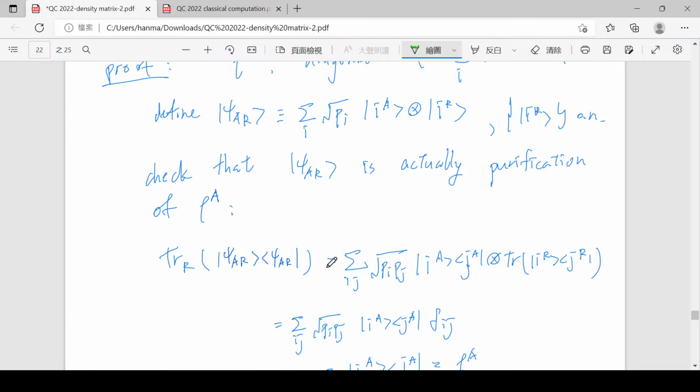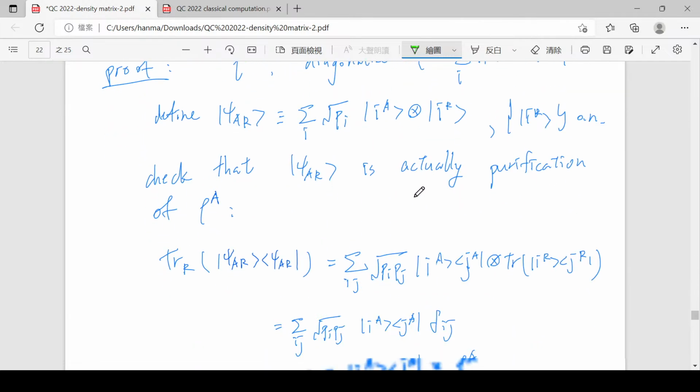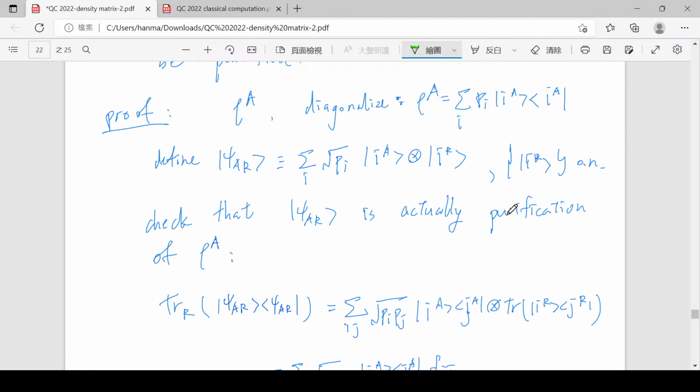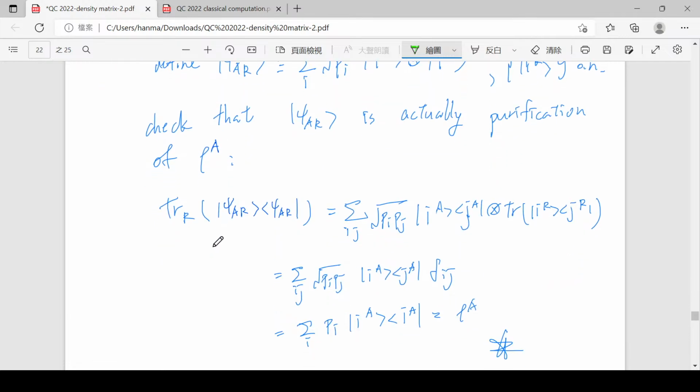So we'll partial trace R of psi AR like this, and then we write out the density matrix corresponding to psi AR. So that's sum over ij of square root pi pj, |ia ir><ja jr|. And we'll partial trace here. So we want to partial trace over this IR and JR.